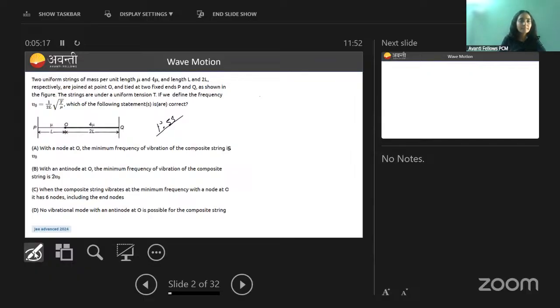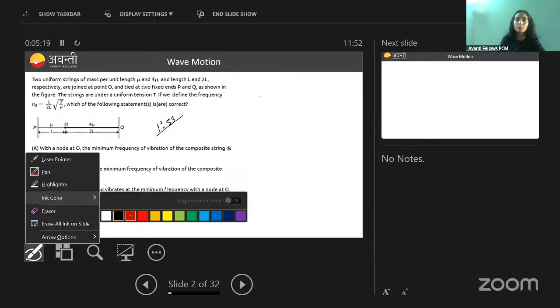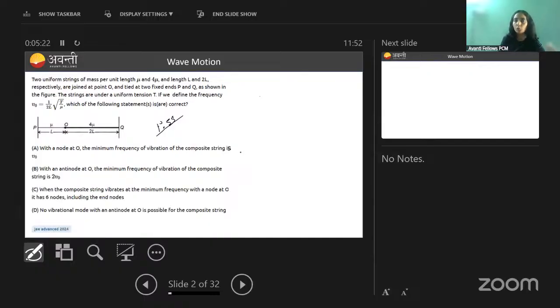So let's discuss this question. What is given in the question over here? There are two uniform strings of mass per unit length mu and 4 mu and lengths L and 2L respectively, and they are joined at point O. So one is having lower density, another is having higher density. Their lengths are also different. One is L, another is 2L. Now these two ends P and Q are fixed.